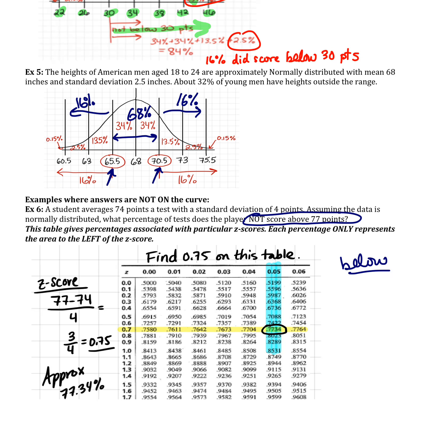First, I have to do the formula, which is whatever value they gave you minus the mean divided by their standard deviation, and that gives you 3 over 4, which is 0.75. And I locate 0.75 on my table, which you guys can see right here, and I get 77.34.